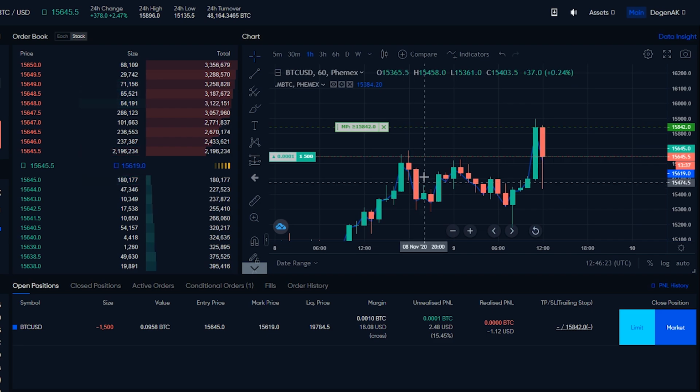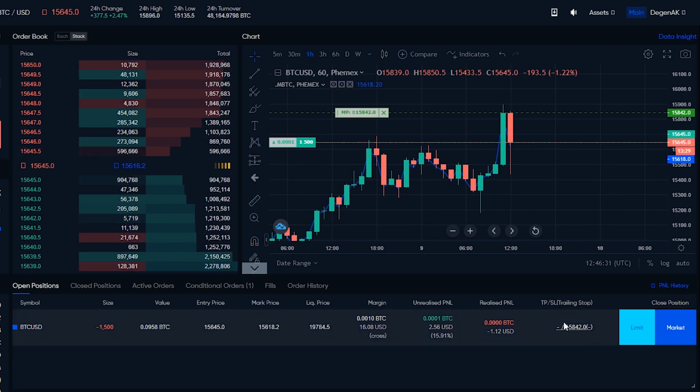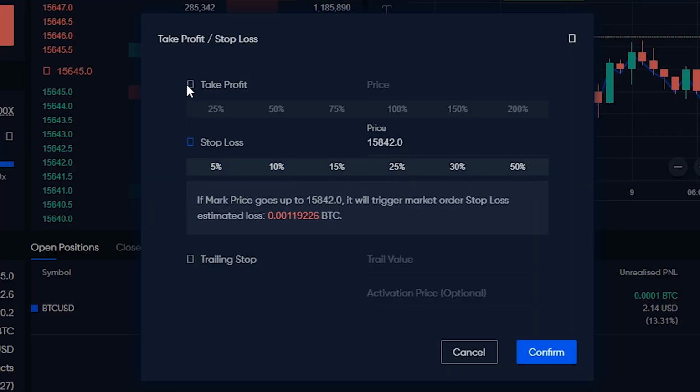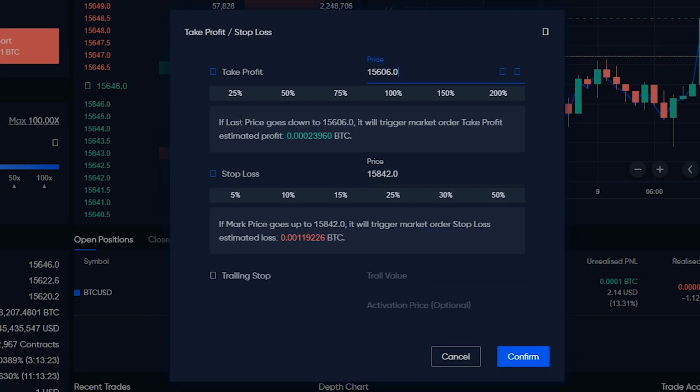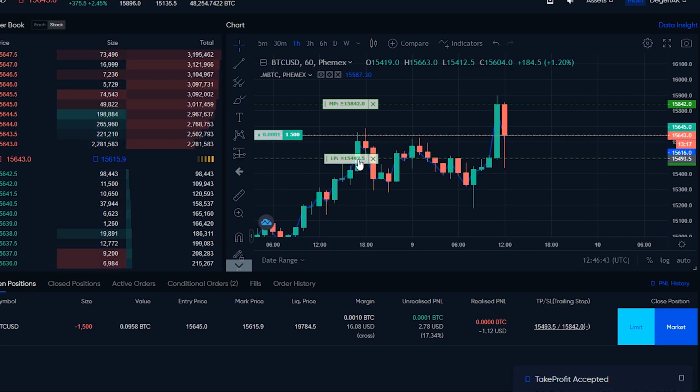How many times in a row can we afford to hit this stop loss and still be profitable? If I set a profit target, say, over here, we use this. Femex makes it very easy to set profit targets. Just click take profit and then let's say 25%. Confirm, really easy. Now, let's take this down to here.